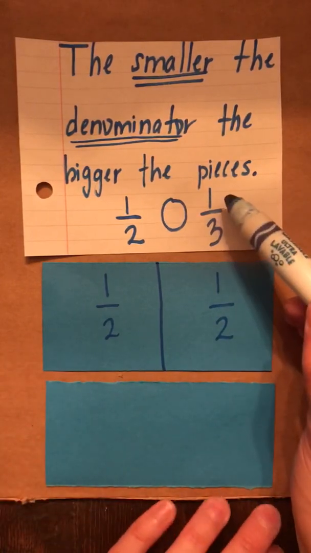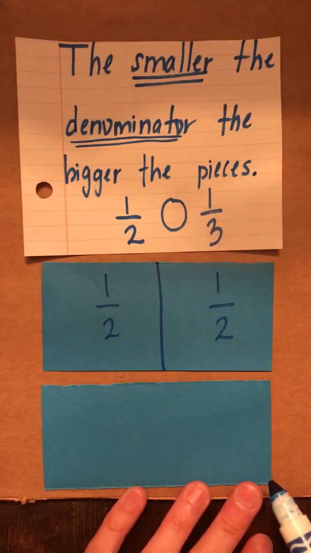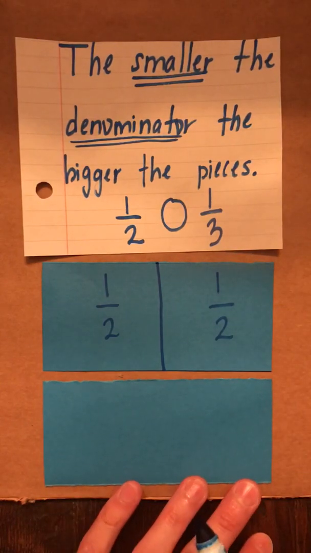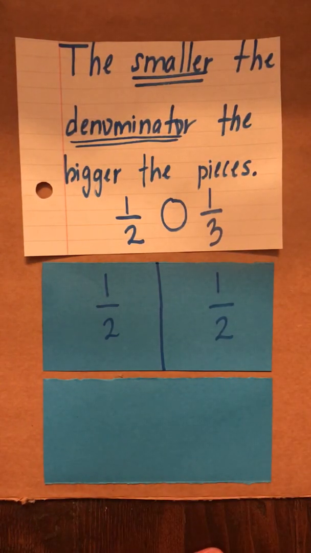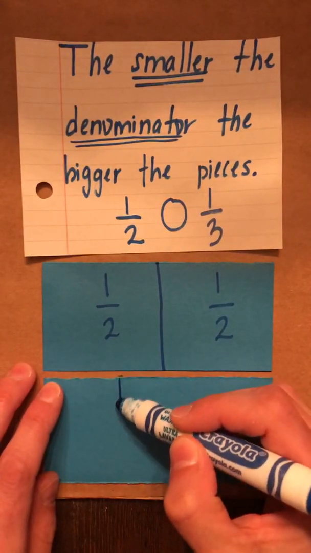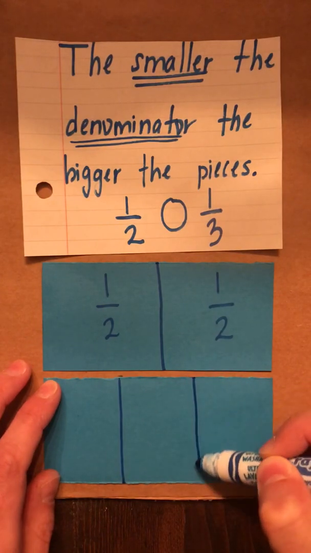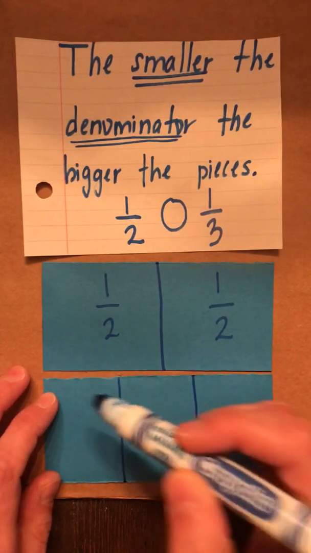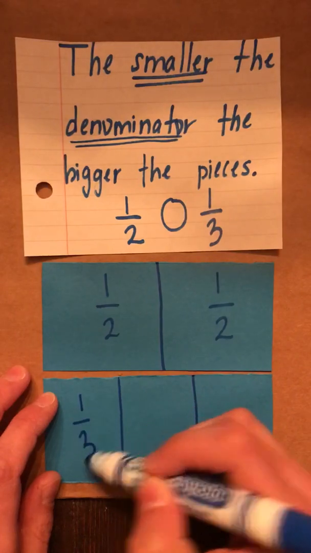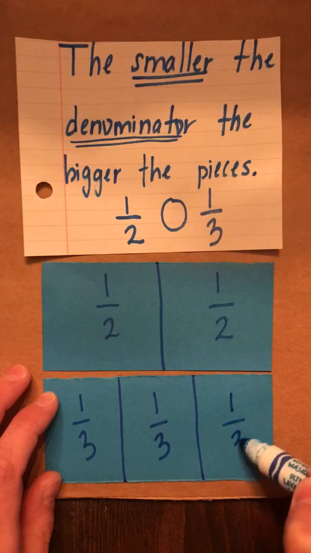If I look at my fraction 1/3, my denominator is a 3. So that tells me that I'm going to take my one whole piece of paper and split it up into 3 equal sized pieces. So I'm going to do that as best I can, and I'm going to draw 2 lines to make 3 pieces. And of course I'm going to label each part with my unit fraction 1/3.